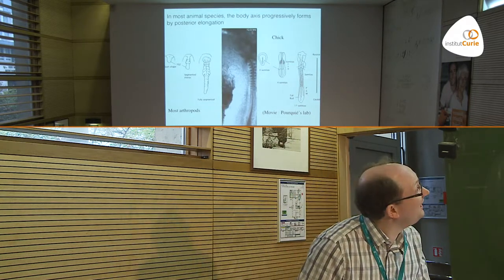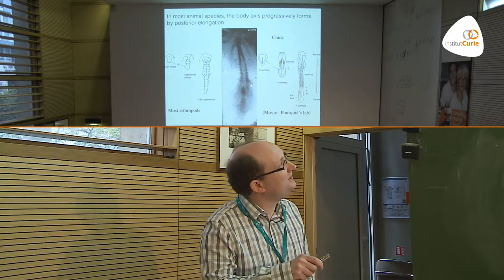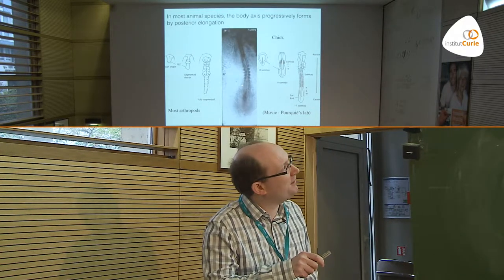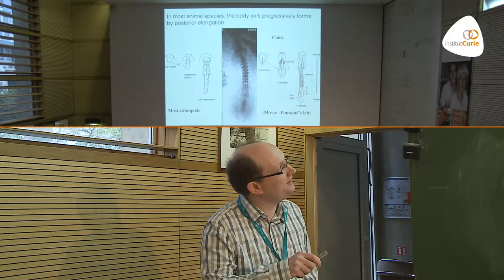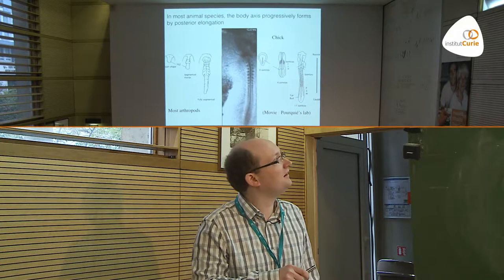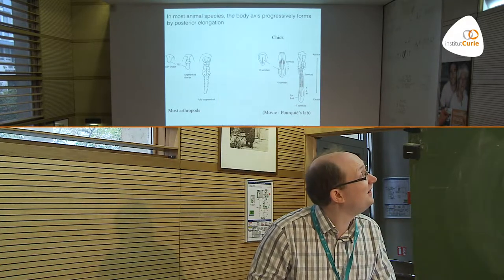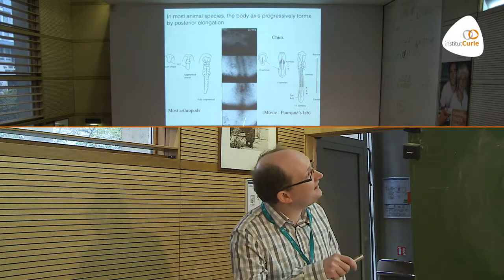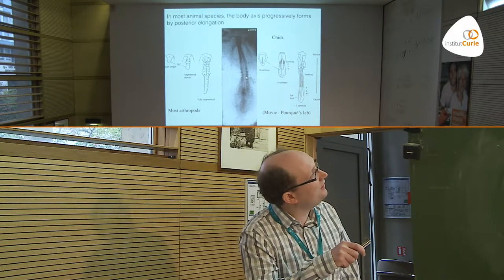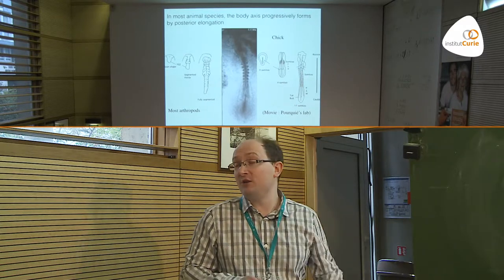And as it extends, you see in this region you are forming little structures here. You see these balls here on both sides of the axis. Okay, let me show you again one last time. You have growth of the tail bud, and as it grows, you form structures here. These structures are called somites.